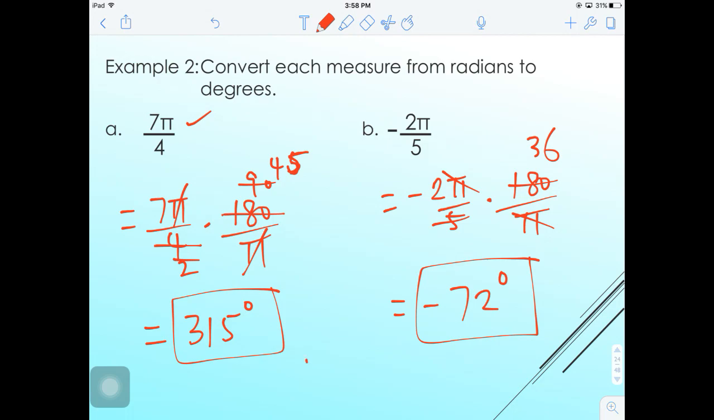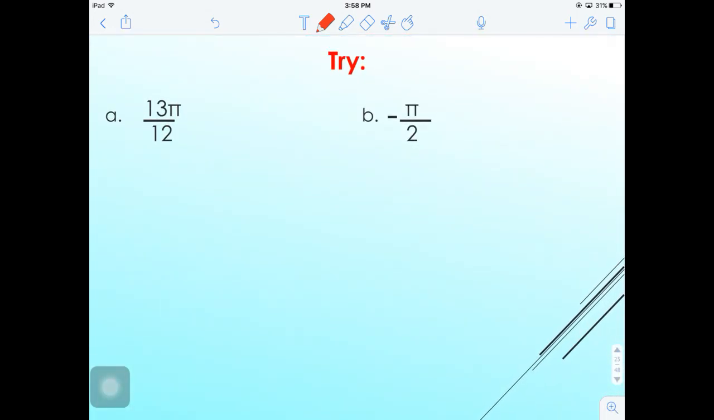And let's take a look at the next two. So now it's an opportunity for you to try these two before you actually move on with the notes. So go ahead and pause and try it. Hopefully you've had a chance to try it.